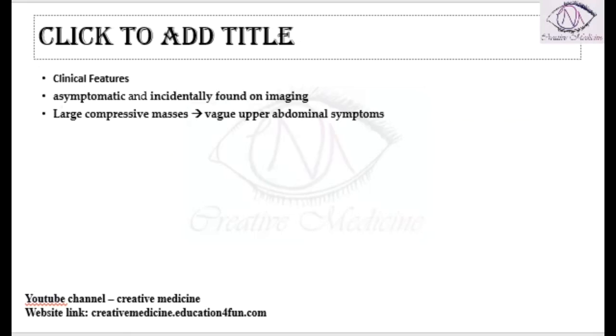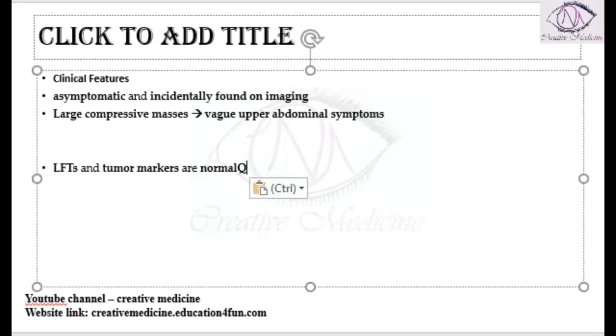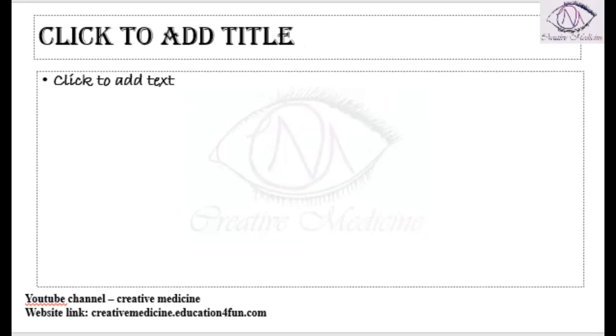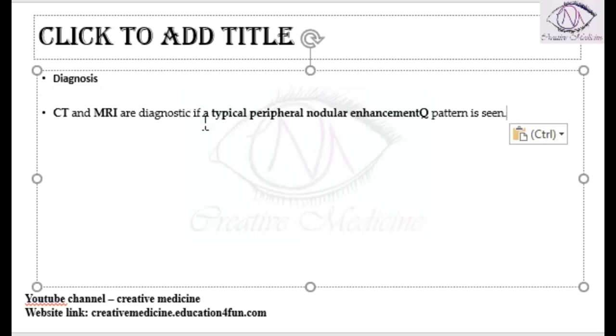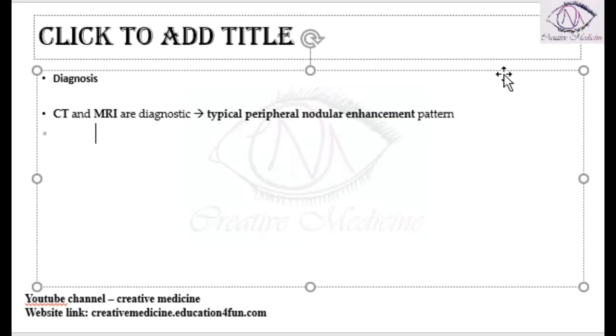Next, LFT and tumor markers are normal in liver hemangiomas. Then diagnosis. How are you going to diagnose the condition? Diagnosis is done purely on a radiological basis. You do CT scan and MRI, which is diagnostic. On CT scan and MRI, the peripheral nodular enhancement pattern is important for liver hemangiomas.